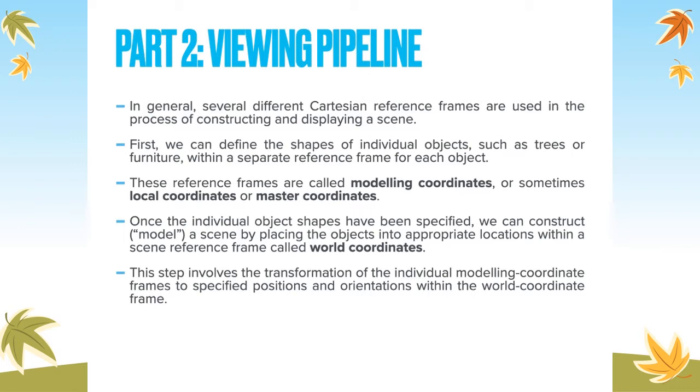Once the individual object shapes have been specified, we can construct this model in a scene by placing the particular objects into appropriate locations within a scene reference frame, which we call world coordinates. This step involves the transformation of the individual modeling coordinate frames to specified positions and orientations within the world coordinate frame.